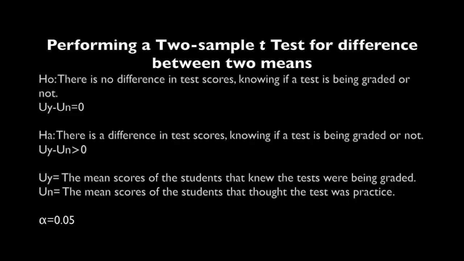Mu y equals the mean scores of the students that knew the tests were being graded. Mu n is the mean scores of the students that thought the test was practice. Our significance level for this test will be 0.05.